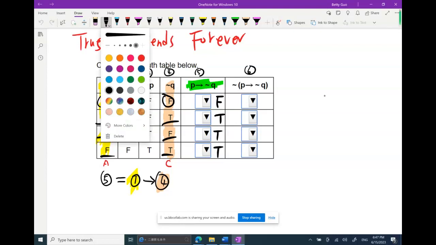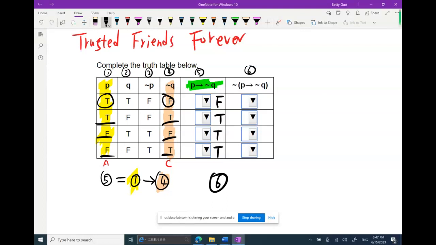And look at column 6. The structure of column 6: column 6 is the negation of column 5. I hope you see it now. So just take the opposite of the values. So we have T here, F here, F here, F here. Questions?